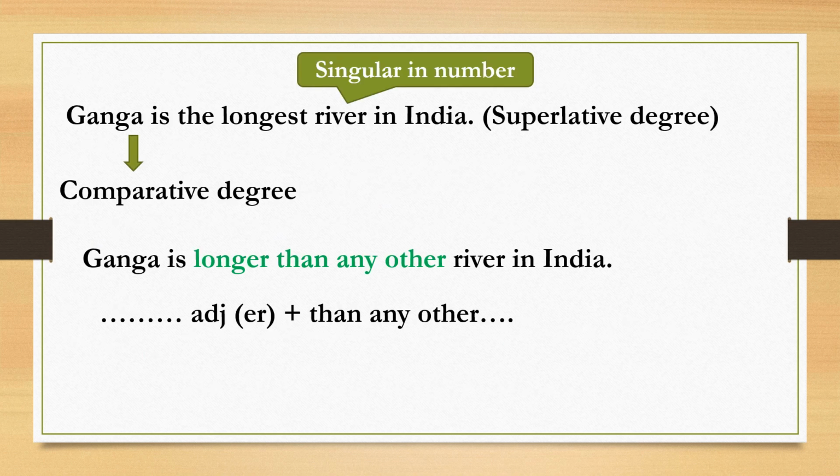Now, if I have to change the same sentence into a comparative degree, then I will have to use a comparative degree of the adjective in the sentence. In the above sentence, the adjective is longest. Here, longest becomes longer in the comparative, plus the words than any other is used to indicate its comparison with other rivers in India. So our sentence is, Ganga is longer than any other river in India. What I did was I used the adjective ending with an er plus the words than any other.